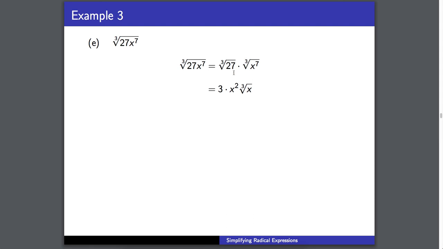7 divided by 3 is 2, so that's the power of x that we take out of the radical, x to the second power. The remainder is 1. 7 divided by 3 leaves a remainder of 1, and that's the power of x that remains behind, still trapped inside that cube root. So we have 3 times x squared times the cube root of x gives us 3x squared times the cube root of x. Again, notice, odd roots like cube roots, we do not use absolute value bars at all.